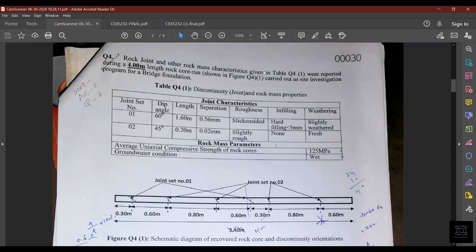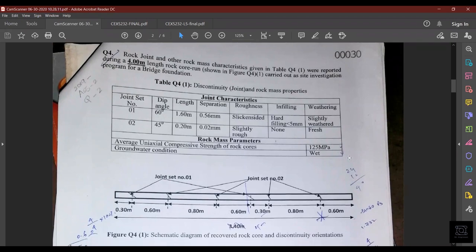Right, this is a question. So this is a question based on RMR rating. It's a bit different question. We'll start from that. So there are around two joints here. In these two joints, you have to calculate RMR separately.